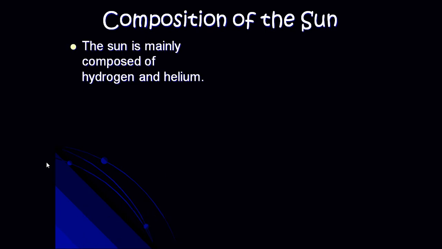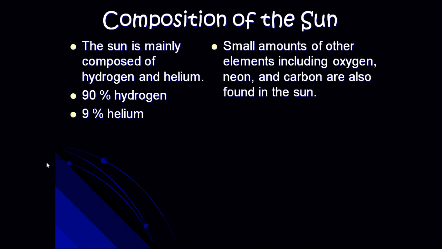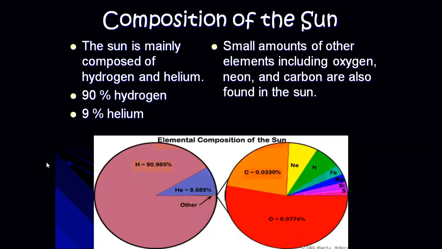Composition of the sun. The sun is primarily made of hydrogen and helium. That's 90% hydrogen, 9% helium. Small amounts of other elements, including oxygen, neon, and carbon, are also found in the sun, so that accounts for that 1%. In the chart provided, there's a breakdown of those compositions that I mentioned, with the 90% being hydrogen, 9% being helium, and the 1% comprised of the other elements, as indicated by the pie graph on the right.